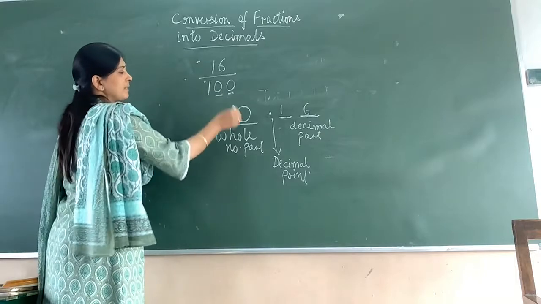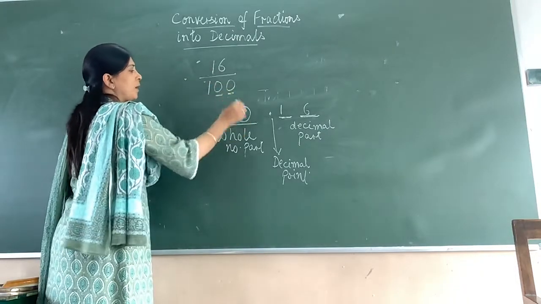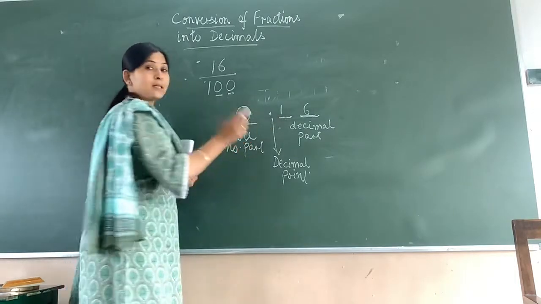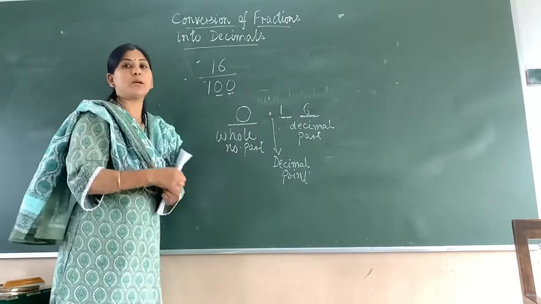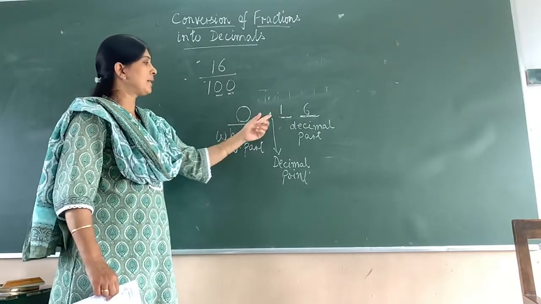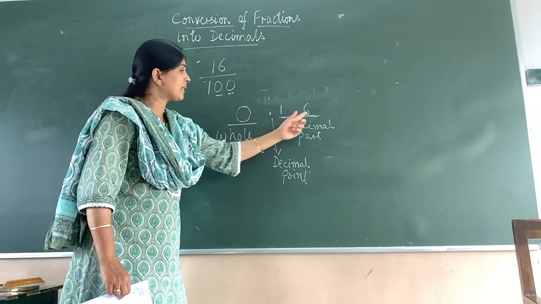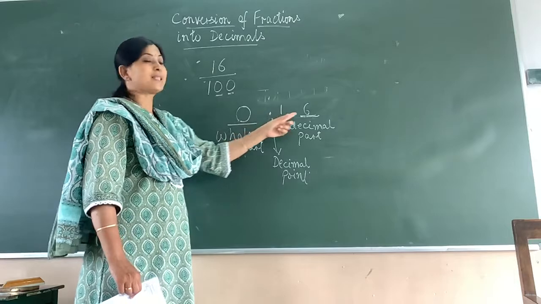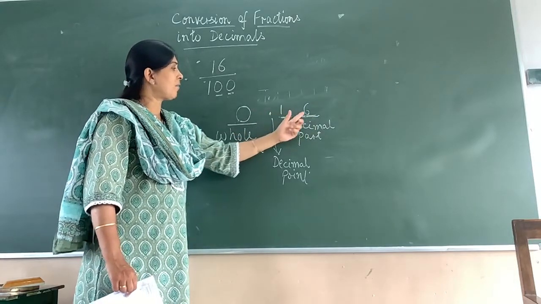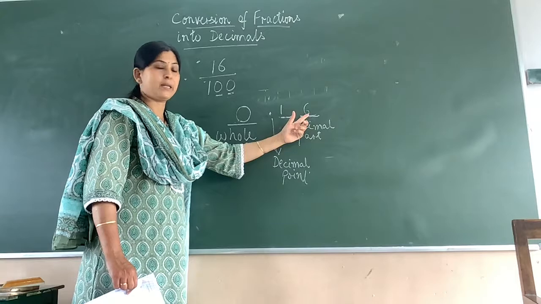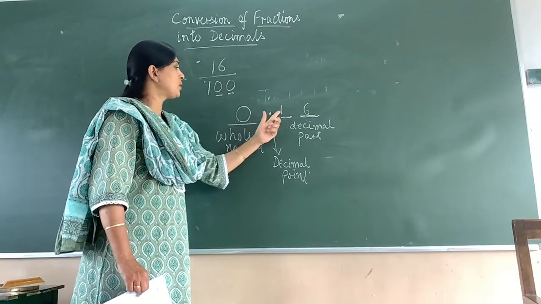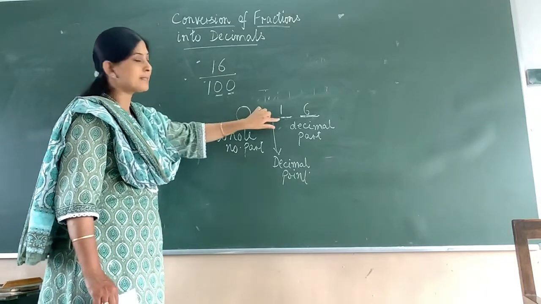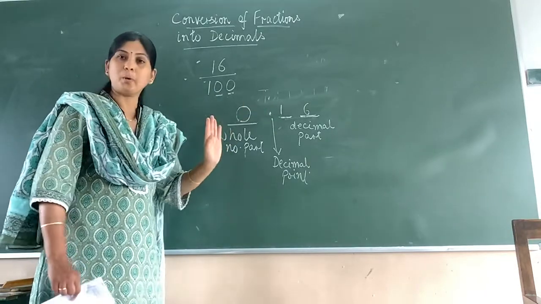So what is the decimal form? How can 16 over 100 be written as a decimal? 0.16. Now I told you earlier in the last video also that we read the digits after the decimal separately, one by one. We will not read it as zero point sixteen. The digits after the decimal are read separately, one by one. So 16 over 100, this fraction, can be written in decimal form as 0.16.